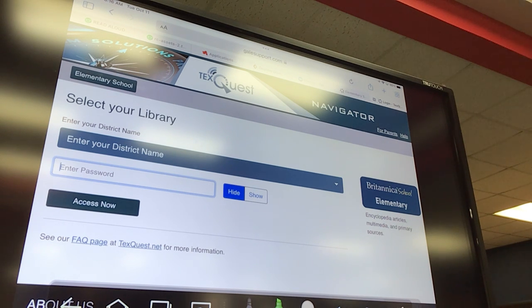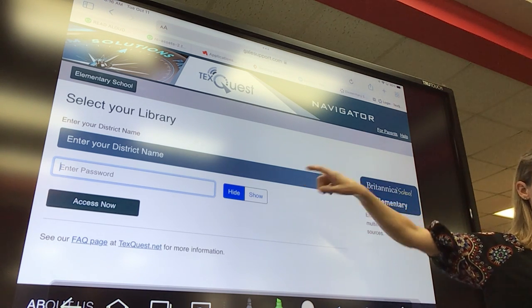Okay. So if I go in and I type in roller coaster, the first thing I'm going to do, y'all can do this with me. I'm going to click on this big blue banner. So click on that.